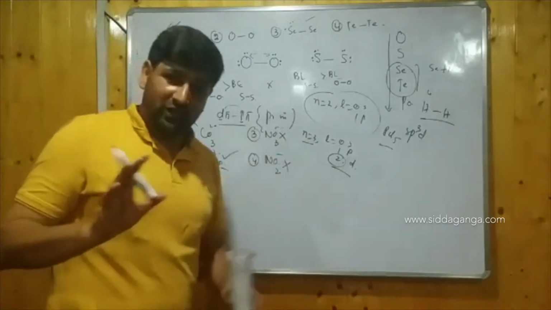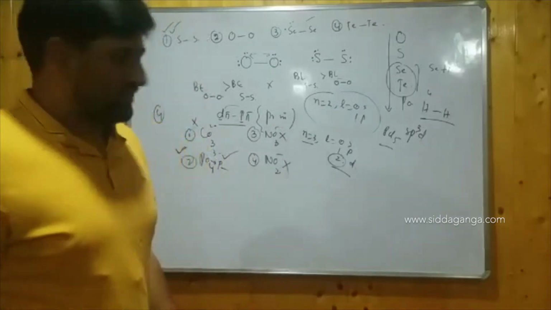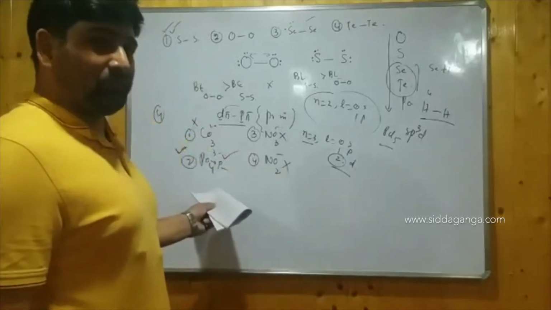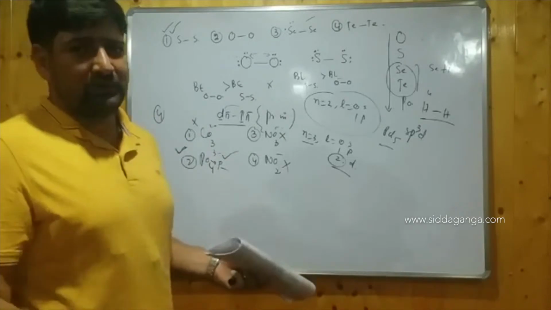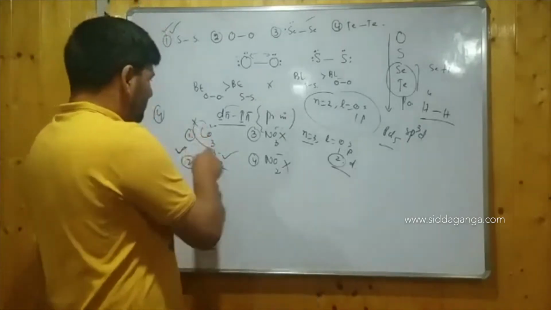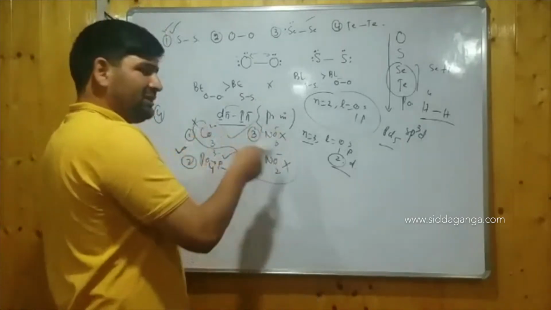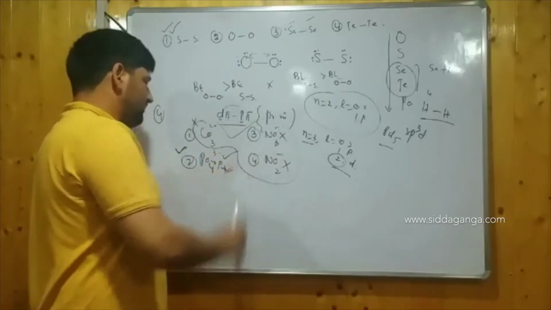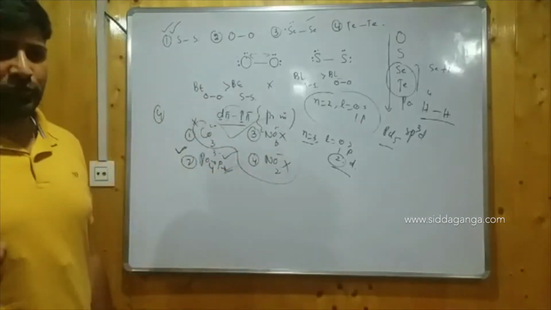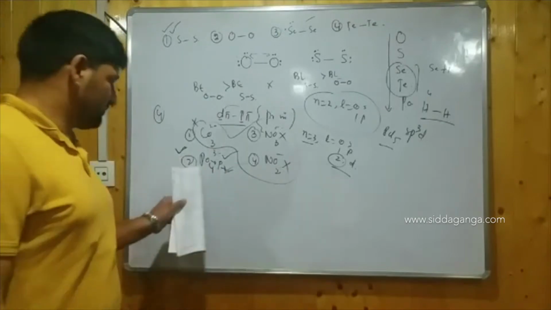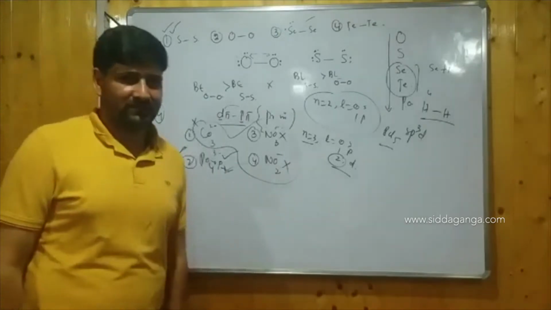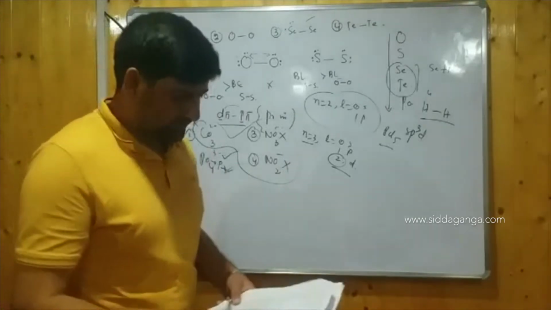Now there is no need to draw the structure itself. Check whether d pi p pi bonding is possible. How? When d is present, p is present. In these three, only p is present. s and p is present, not d. So the correct option will be PO4 3 minus. So d pi p pi bonding is possible in PO4 3 minus. Clear, sir? Right. Let us see the next question.